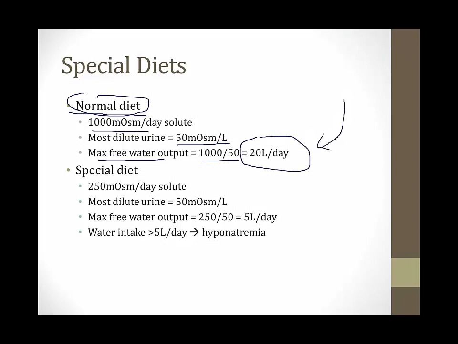It is very hard to develop hyponatremia when your kidneys are capable of excreting 20 liters a day of free water. On the other hand, a patient consuming one of these special diets we're talking about now might eat only 250 milliosms a day of solute. Just like normal patients, the most dilute urine for these patients is 50 milliosms per liter. This means the maximum free water output for a patient on a special diet is 250 divided by 50, or 5 liters a day. It now becomes much easier to consume an excess of free water when you can only excrete 5 liters per day. And if the water intake exceeds 5 liters per day, that will lead to hyponatremia.